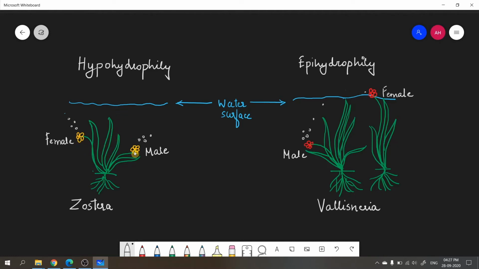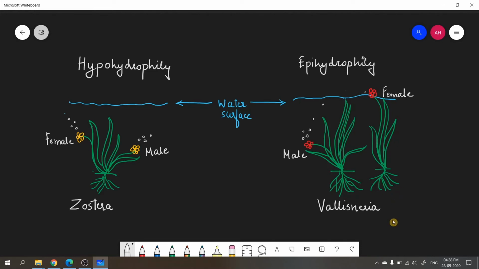And these are the flowers, the male flower and the female flower. What happens in hypohydrophily is pollination occurs below the surface of water, such that the pollen grains released from the male flowers come in contact with the stigma of the female flowers below the water surface. That most commonly takes place in Zostera, which is nothing but a seagrass. And what happens in epihydrophily? As we know, epi means above. So pollination occurs at the surface of water.